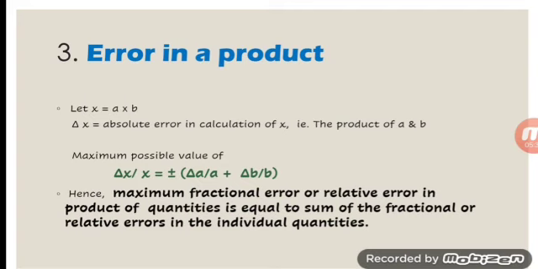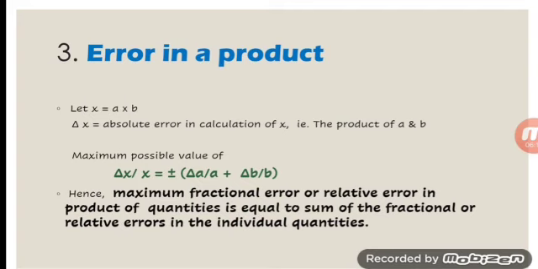On solving, we get that the maximum value of delta x by x, here we have taken delta x by x for the product, and in the case of the sum and difference we have taken delta x is equal to plus minus delta a plus delta b. In the case of the division and the product, the maximum value can be obtained as delta x by x is equal to plus minus delta a by a plus delta b by b. Hence the maximum fractional error or the relative error in the product of the quantities is equal to the sum of the fractional or the relative errors in the individual quantities.